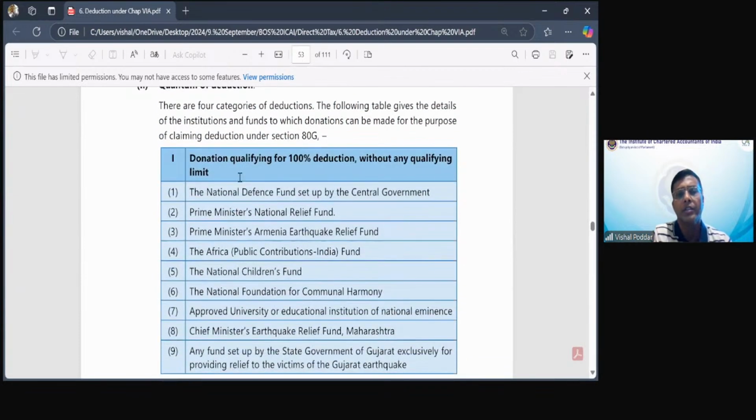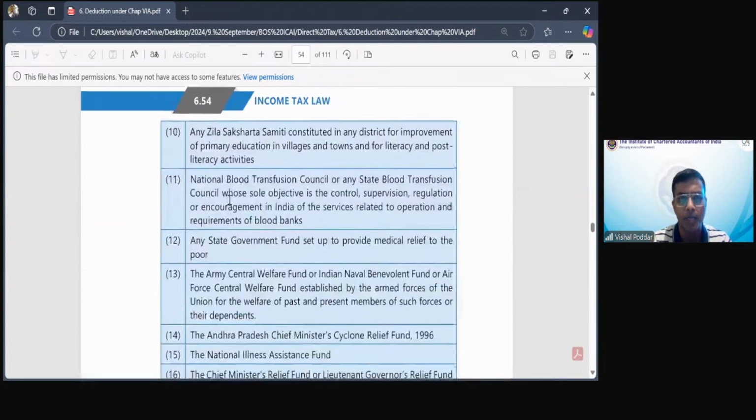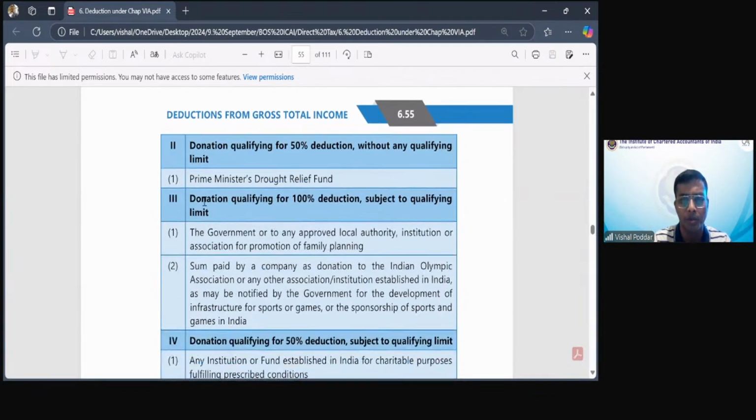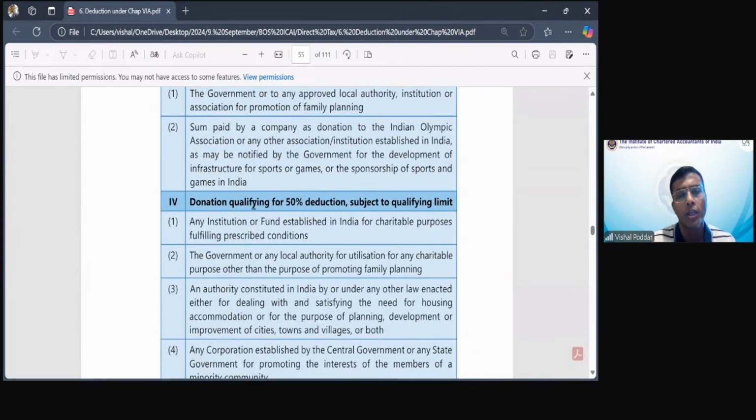Now see, this is the list of those four categories. Category A, donation qualifying for 100% without any qualifying limit. So this is no limit and 100%. Category B is no limit but 50%. Donations qualifying for 50% but without qualifying limit, so there is no limit, but the deduction is 50%. Then third is donations eligible for 100% but subject to a maximum limit. And fourth, donations eligible for 50% and subject to limit. Now, these are the four categories. So what are the categories? No limit, 100 and 50. Limit, 100 and 50.